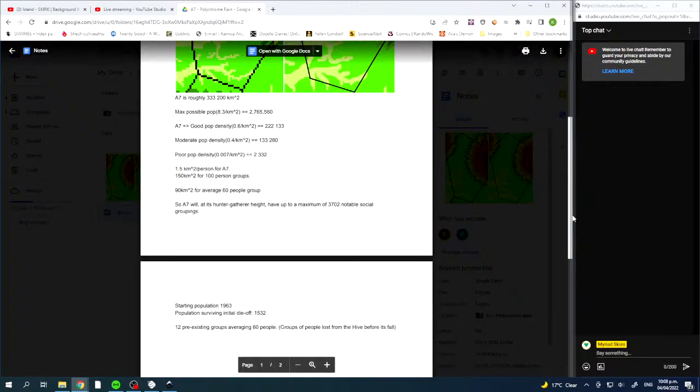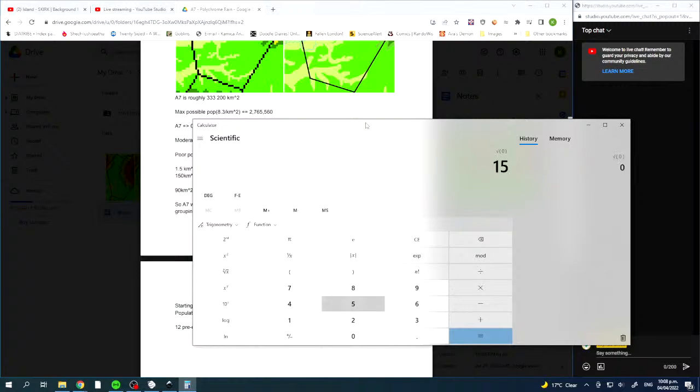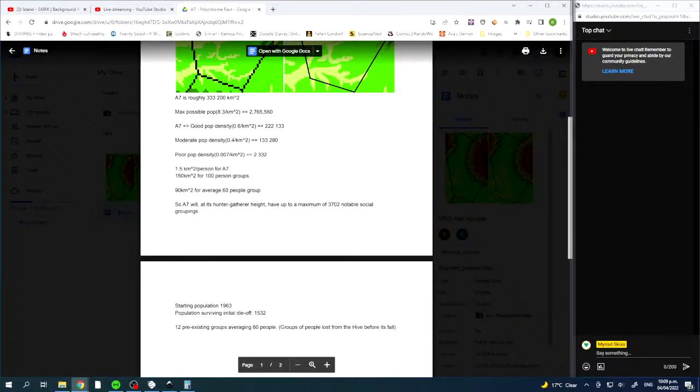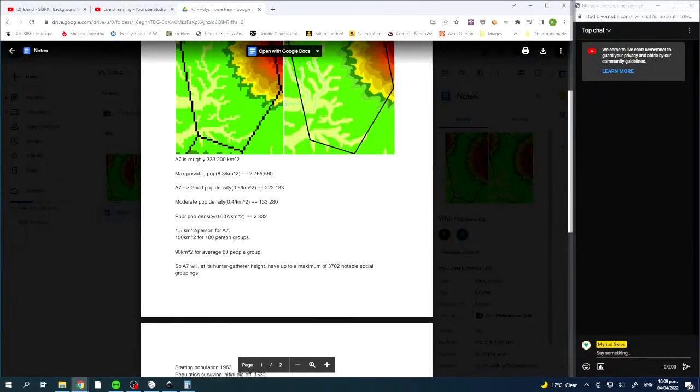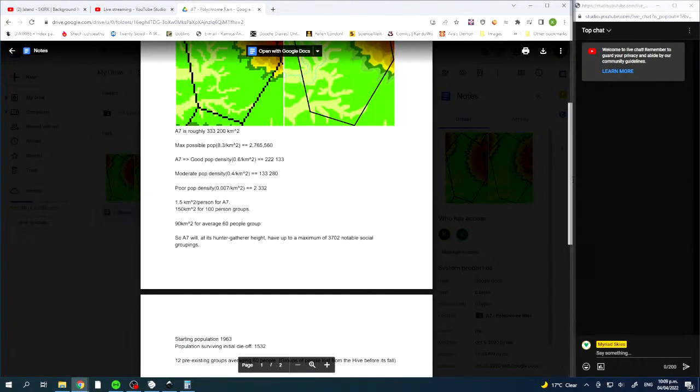Wait a moment, let me just do the square root of 150. I think I did something wrong. There we go. So that's about 12 kilometers by 12 kilometers. It takes about 2 hours walking for someone to cover that entire area, assuming 6 kilometers an hour walking, which seems reasonable. That's perfectly reasonable for a population to hold in their domain.